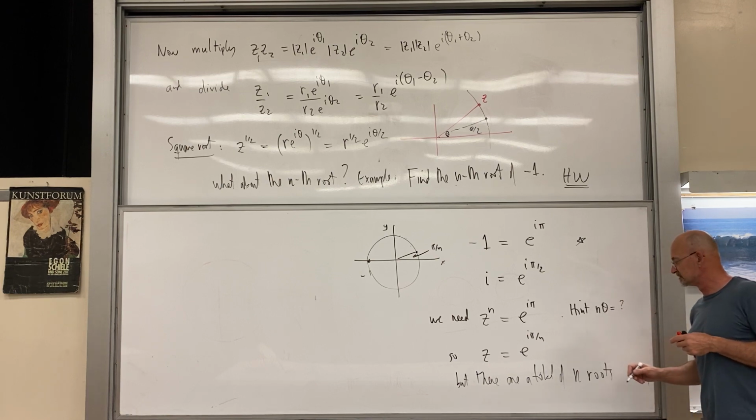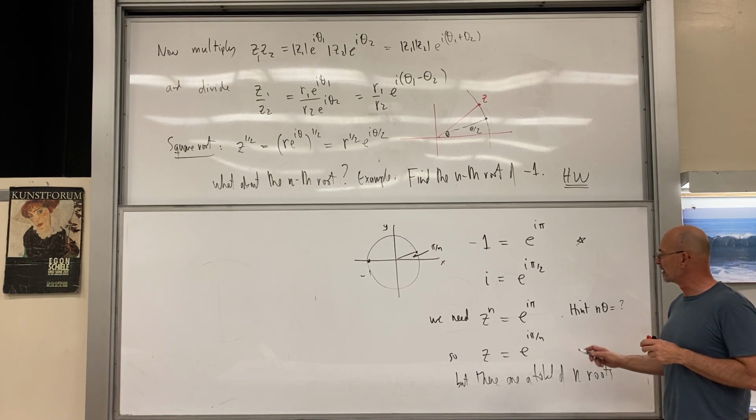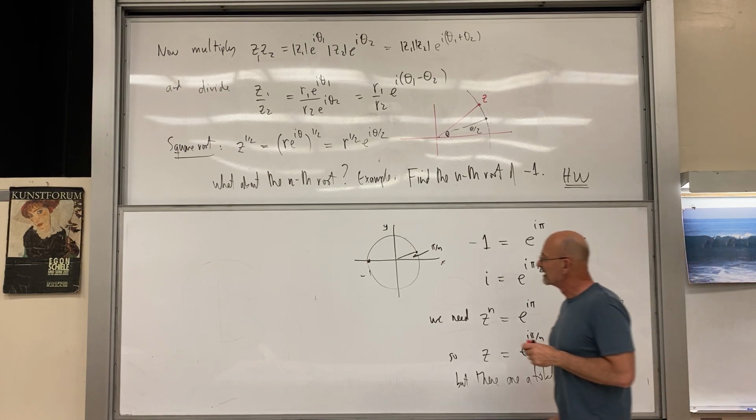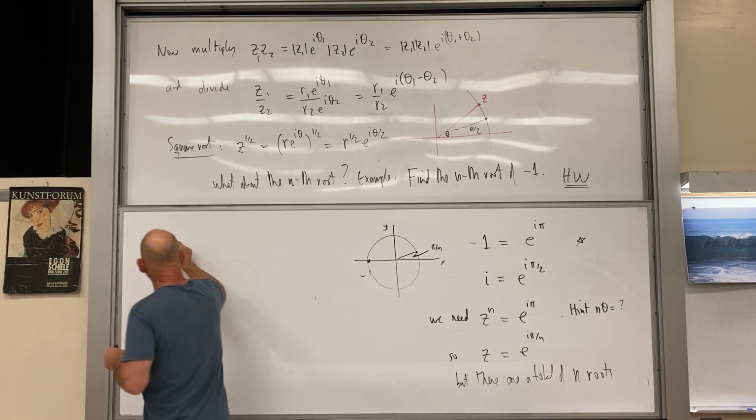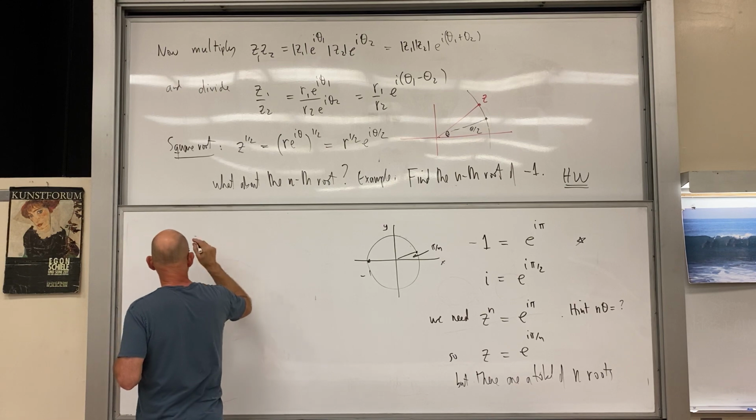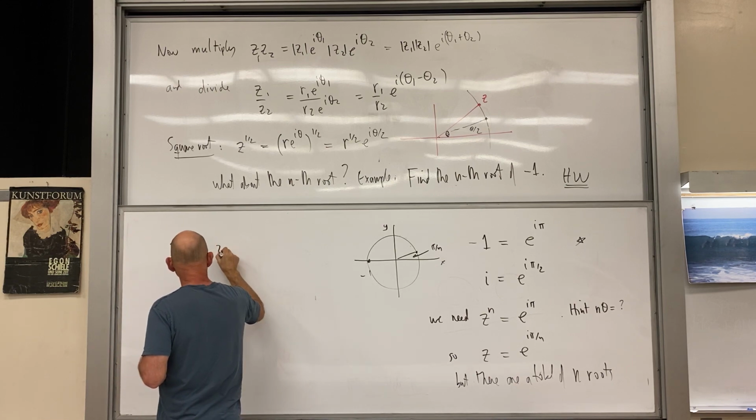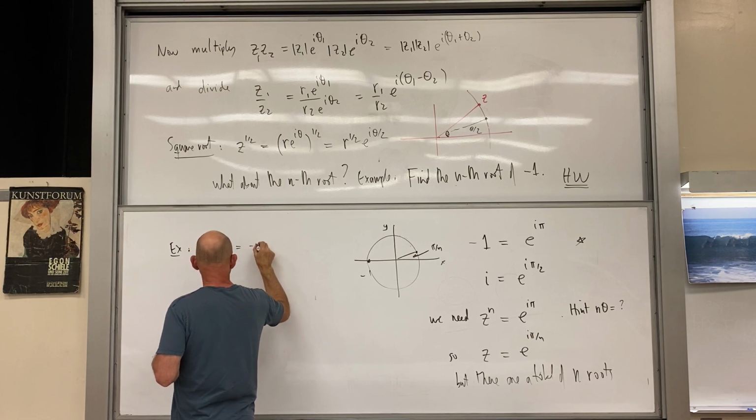Okay, question mark. So I'll leave that for you. I'll let you guys figure that out. I'll do an example of z to the 4th is equal to minus 1.